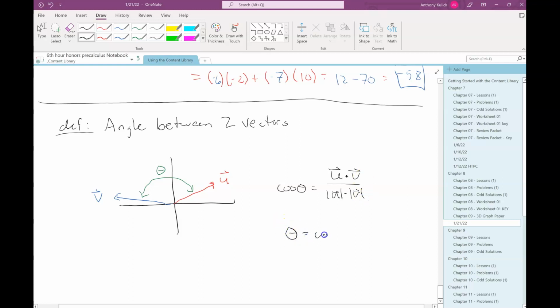Or if you just wanted theta in itself, you just do the cosine inverse or whatever. Now this is a deceptively confusing formula. In the numerator of that formula, what is that symbol in yellow?